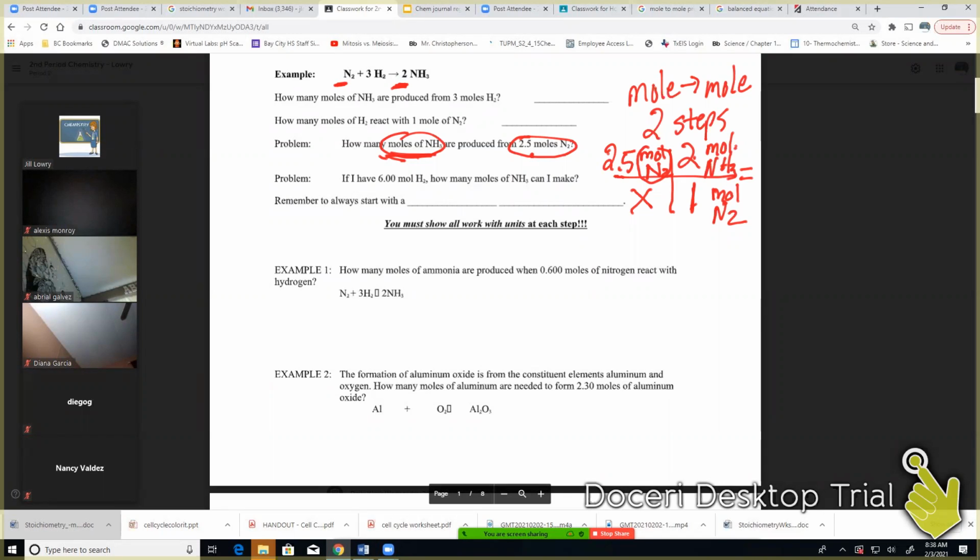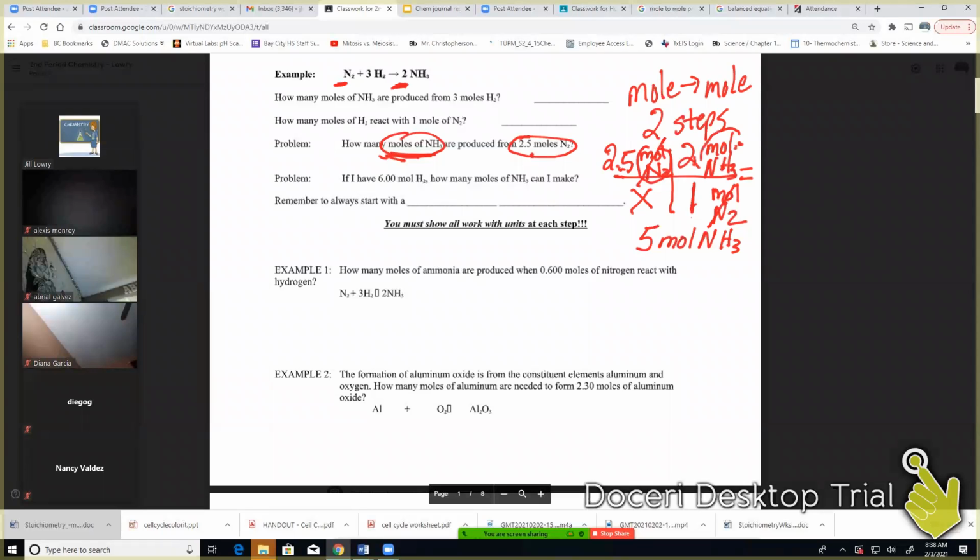When you do this process, you multiply across. So I'm going to do 2.5 times 2, which is equal to 5. And you divide by anything on the bottom. In this case, I only have a 1 on the bottom, so it wouldn't change anything. This unit cancels out. I'm left with only moles of ammonia, which is what I want. So my answer would be 5 moles of ammonia. I did 2.5 times 2, gave me 5. I divided it by what's on the bottom. In this case, it's just 1. So that didn't change it. So that's how I got my answer.